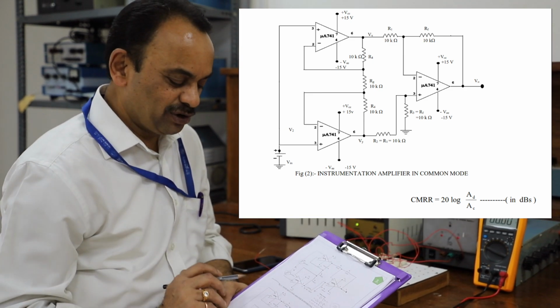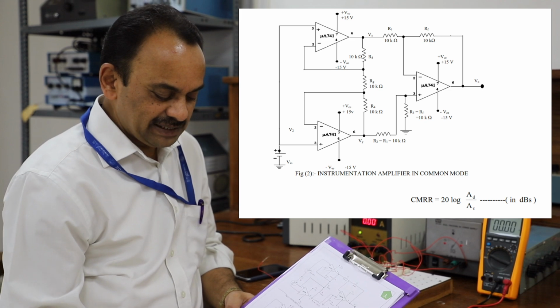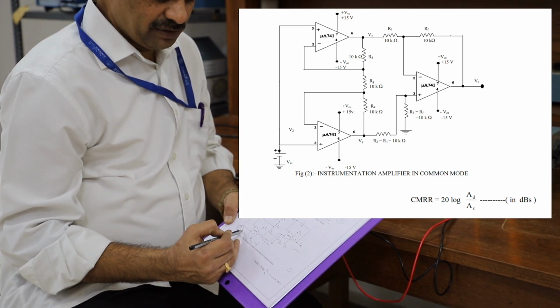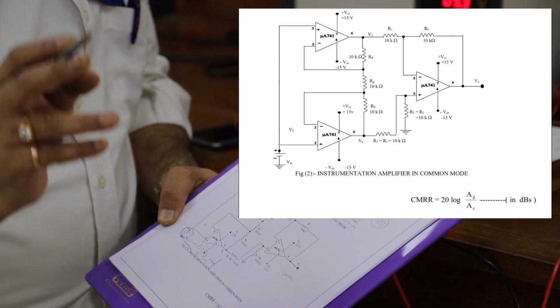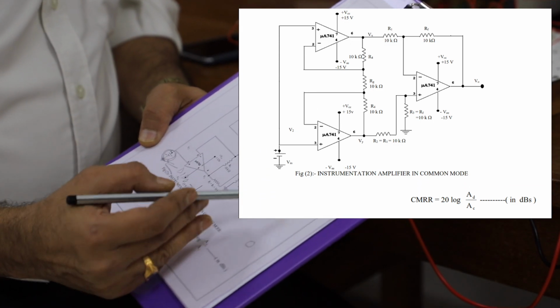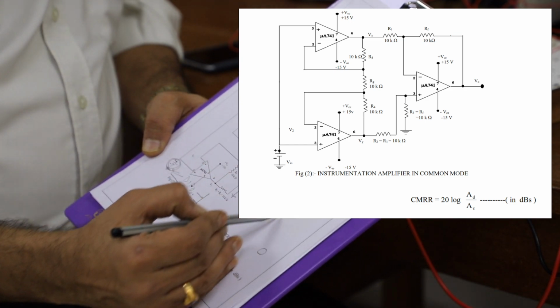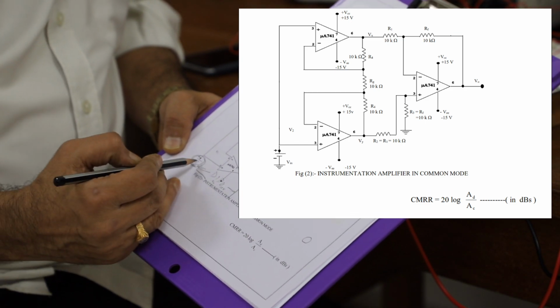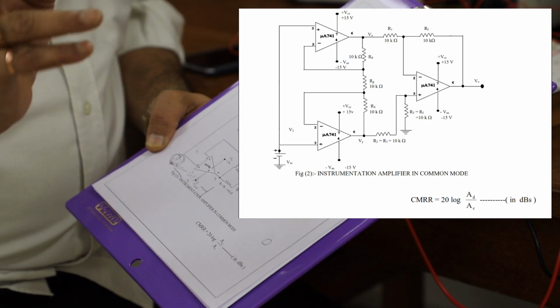But also in the class I have taught you that the first stage of the amplifier, which is called a differential input differential output amplifier, will unfortunately have a common mode gain value equal to 1. So most of the differential gain is provided by the first stage, and the common mode rejection is achieved by the second stage, because the first stage has a common mode gain of 1.